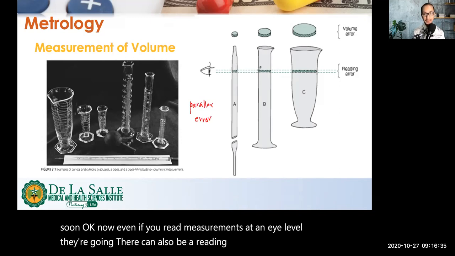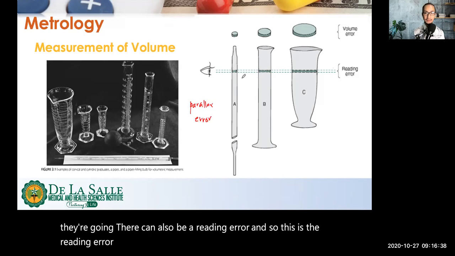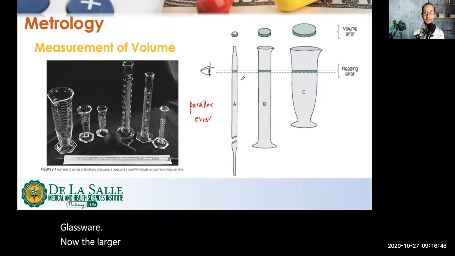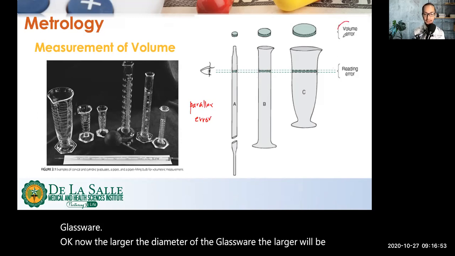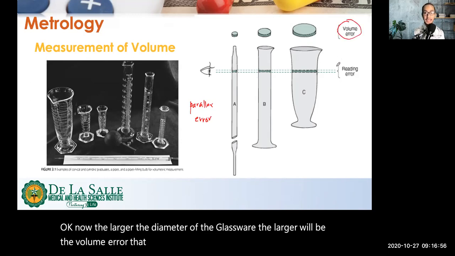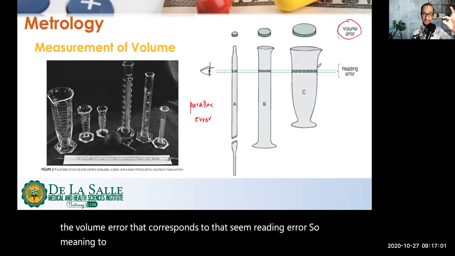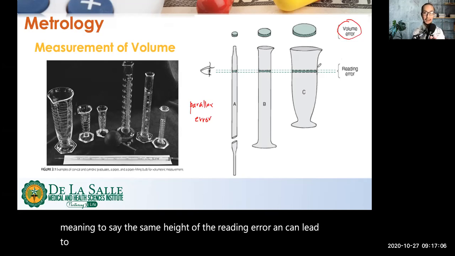And so this is the reading error as described using the three different measuring glassware. Now, the larger the diameter of the glassware, the larger will be the volume error that corresponds to that same reading error. So meaning to say, the same height of reading error can lead to a greater error in volume measurement as the diameter of the glassware increases.